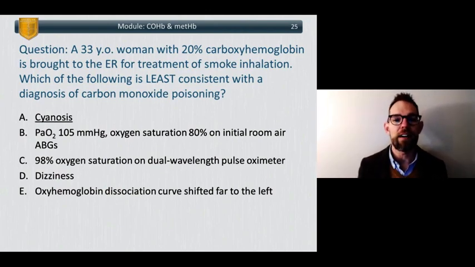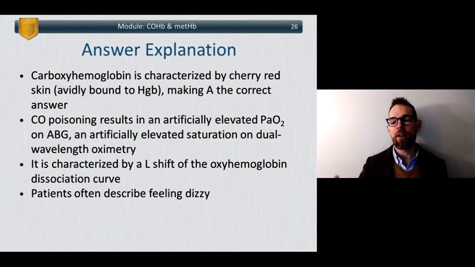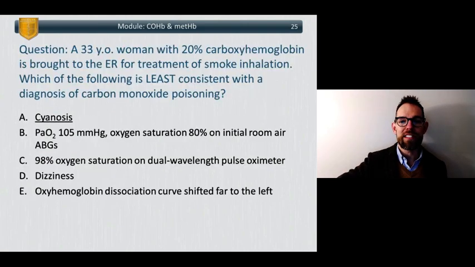Okay, and the answer here is A, cyanosis. Carboxyhemoglobin is characterized by cherry red skin, so cyanosis is incorrect. I should go through these answers here.